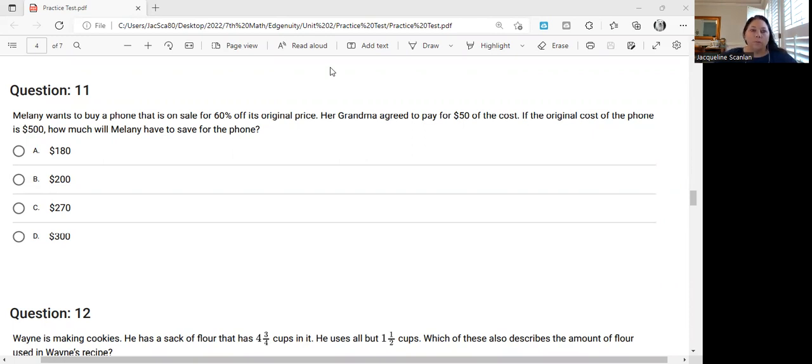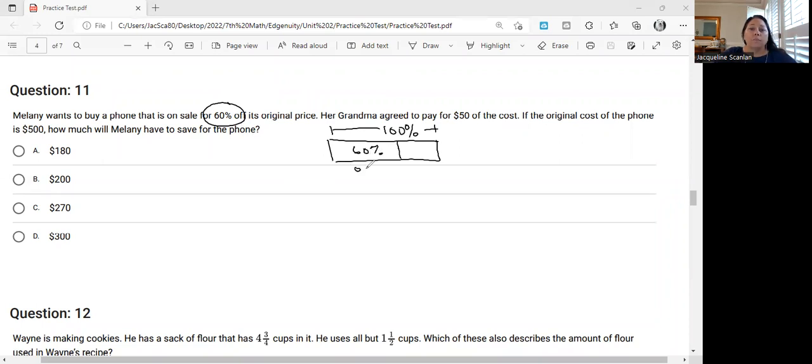In order for us to do that, we're first going to address this part of the question. She has a phone that is 60% off of its original price. So remember, percents are always out of 100. If this diagram represents 100% of the cost of the phone, then this 60% would be what she does not have to pay.